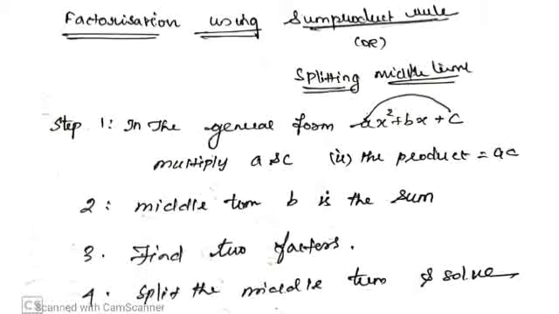Okay, so for the sum product rule, what is the first step? We want to multiply the coefficient of x square and the constant term, which means a and c. You have to multiply that.